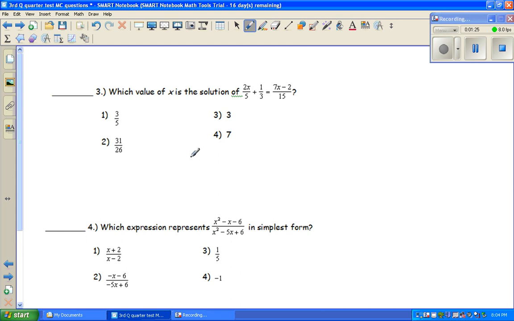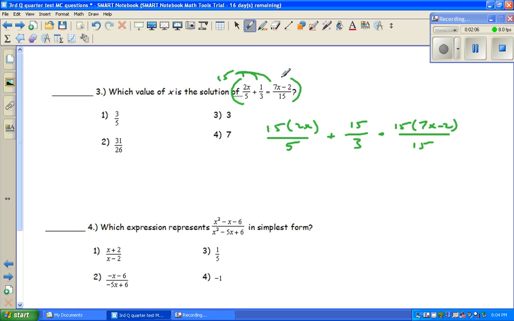Next problem, we have a fractional equation. Anytime you have a fractional equation, we're going to multiply the whole thing by the LCD. The LCD is what the denominators can become. They can all become 15. So we can distribute that 15 to each numerator. So we have now 15 times 2x divided by 5 plus 15 divided by 3 equals 15 times 7x minus 2, all divided by 15.